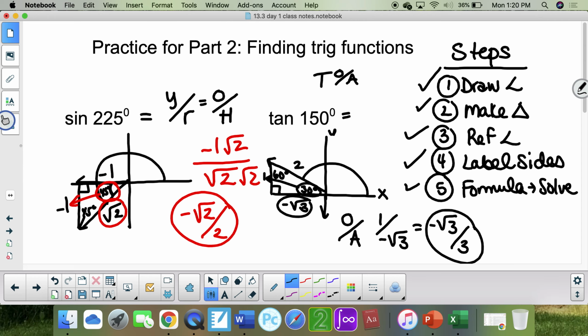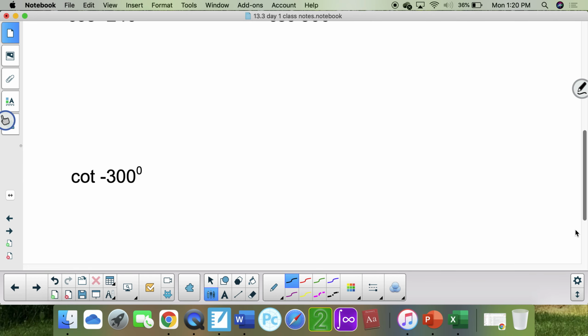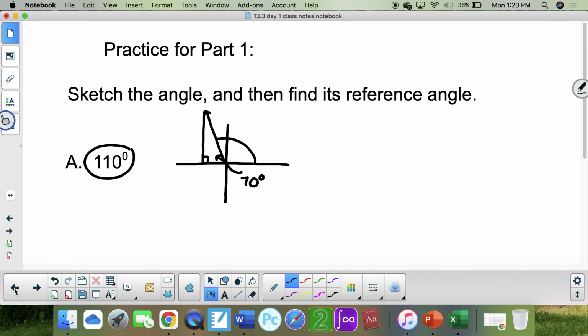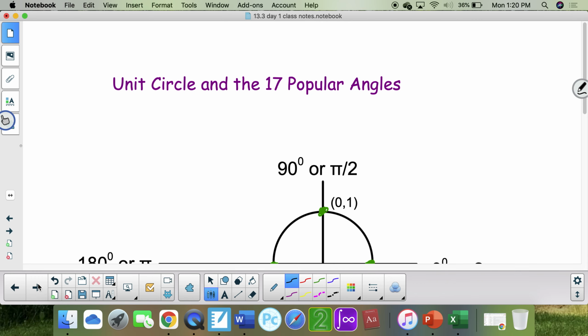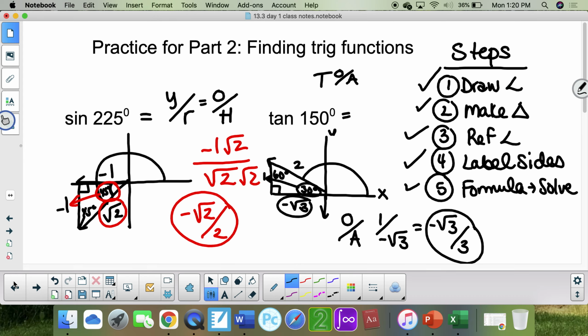Any more? Oh yeah, we have a whole bunch more. Let's do a couple more.